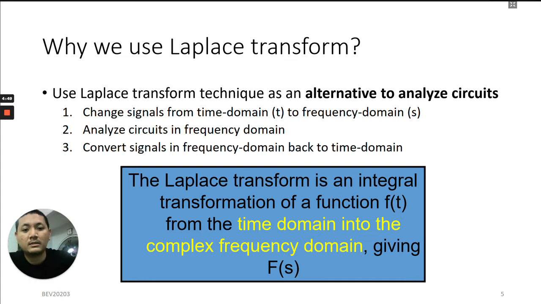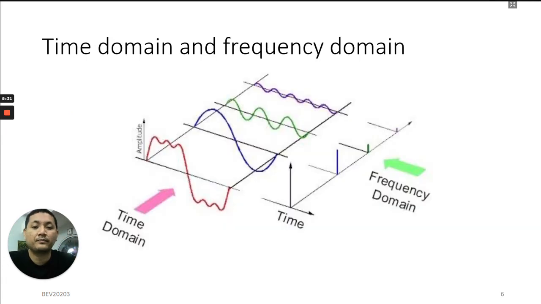It says here, Laplace transform is an integral transformation of a function f(t) from time domain to complex frequency domain, giving F(s). Initially the solution or the equation or the signals in time domain are represented by f(t), and then when we transform it into frequency domain, it is now capital F(s). s represents the frequency and t represents the time.